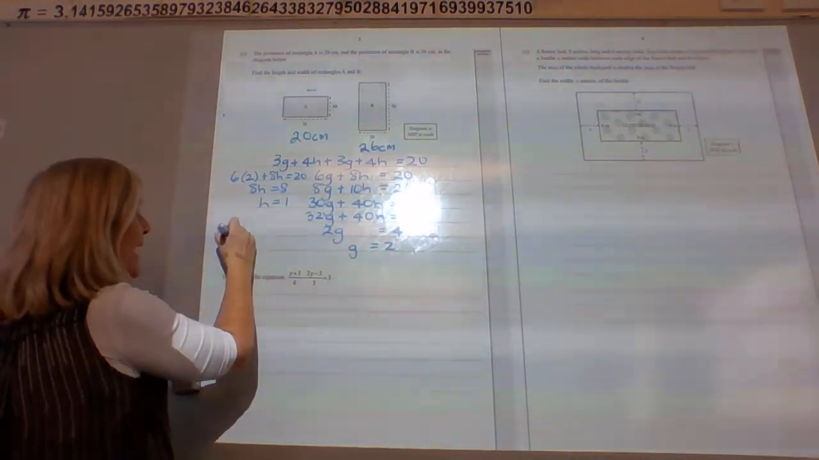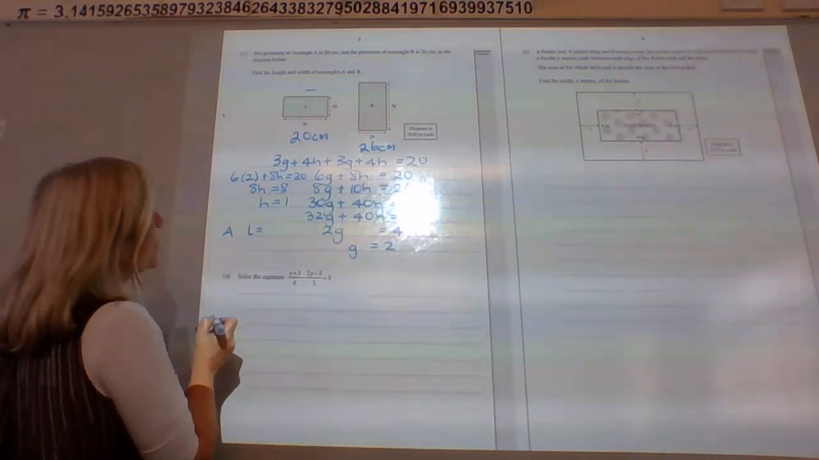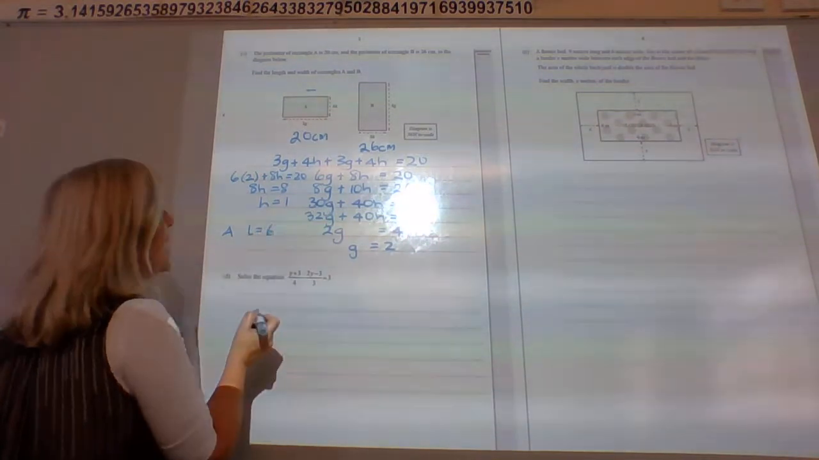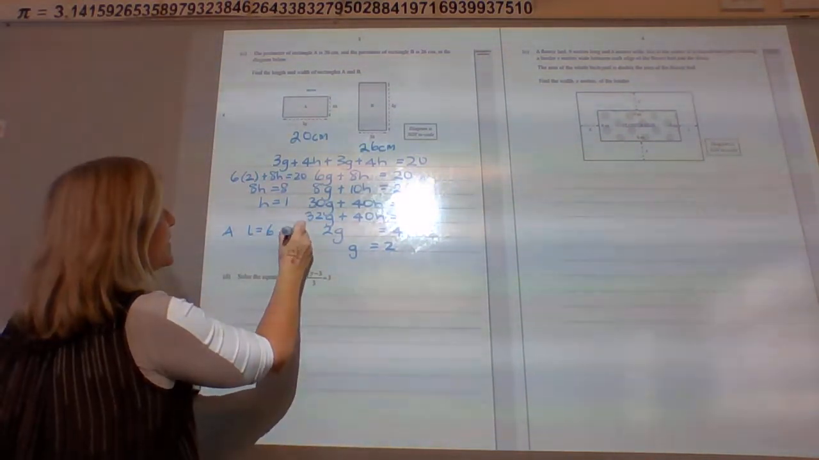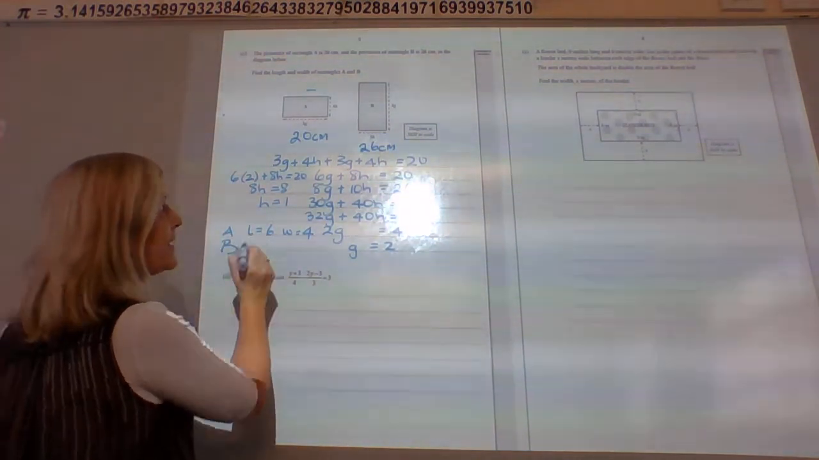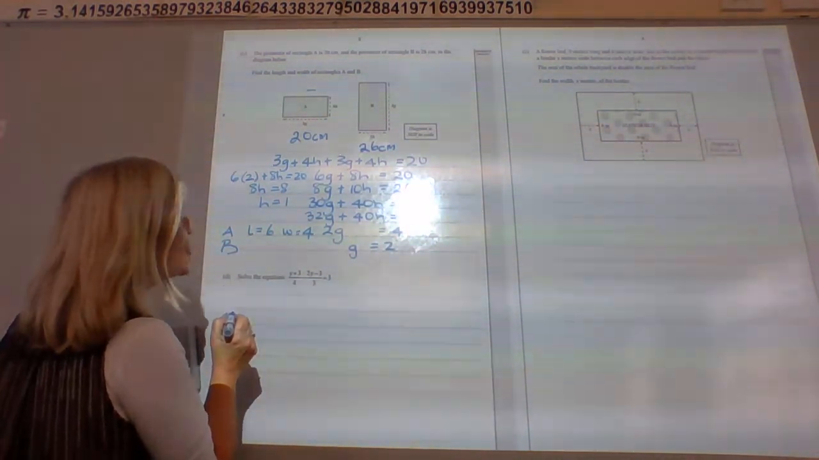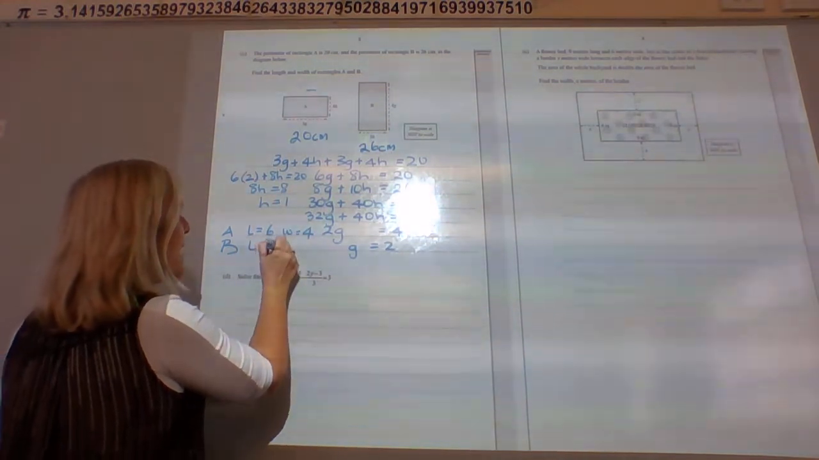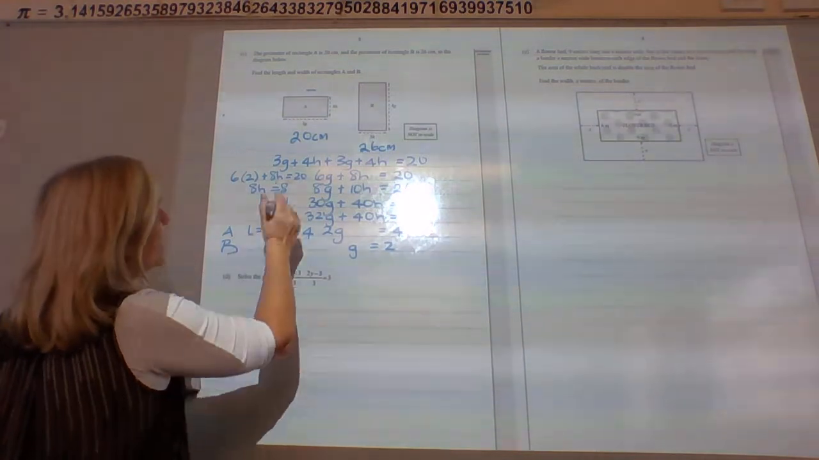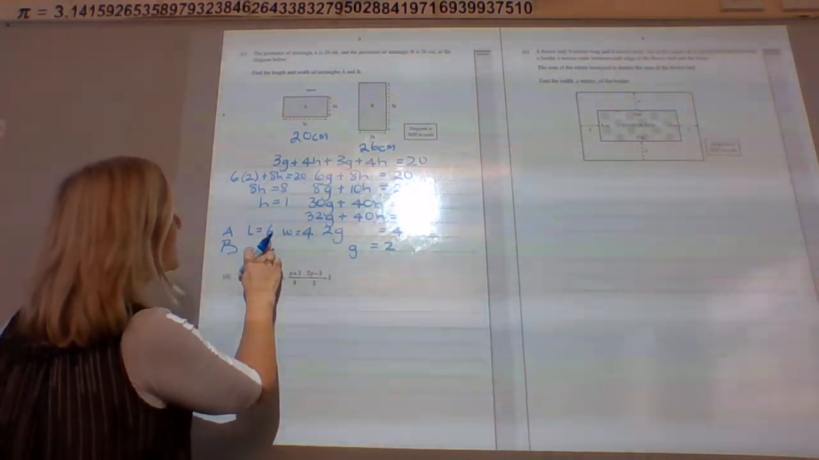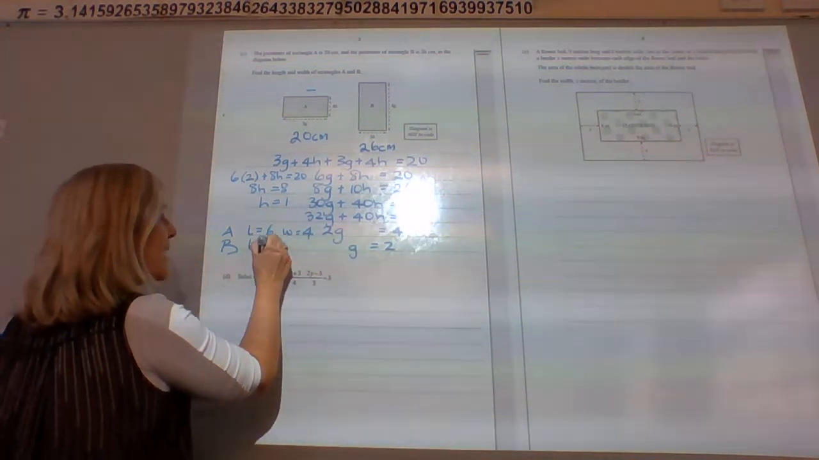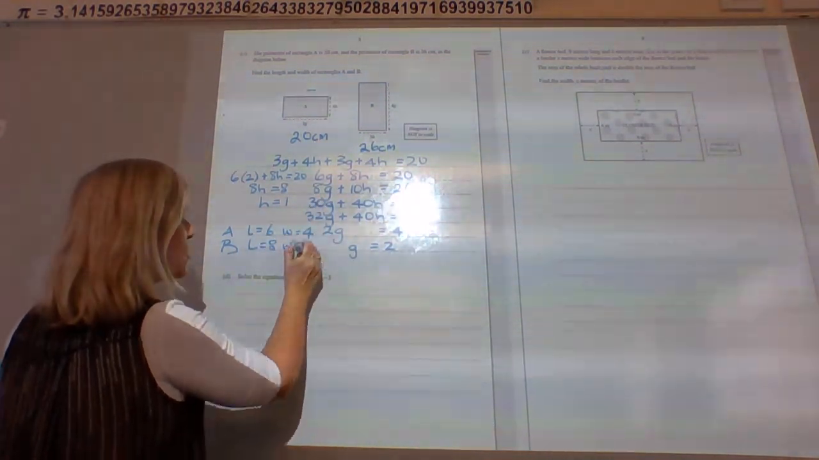So for triangle A, the length equals, what is the length? We'll call it this one. 3g is 6, and the width is 4h, 4. And for triangle B, the length is, we've done it with h, so 10, and the width is 4. No, I did the other way around, didn't I? The length is 3g. 4g is 8, and the width is 5h, which is 5.